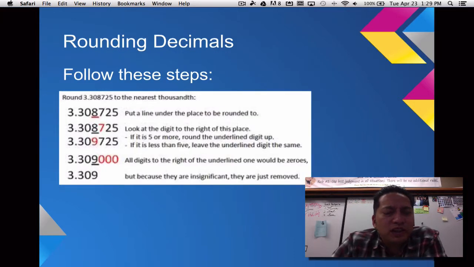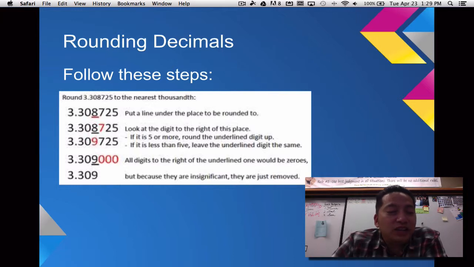Rounding decimals. Well, there's a few ways to do it, but if you're not sure, just follow these steps. Put a line under the place value that you want to round to. In this case, we are rounding to the 8, which is in the thousandths place. Then we look at the number to the right of the 8, which is a 7.